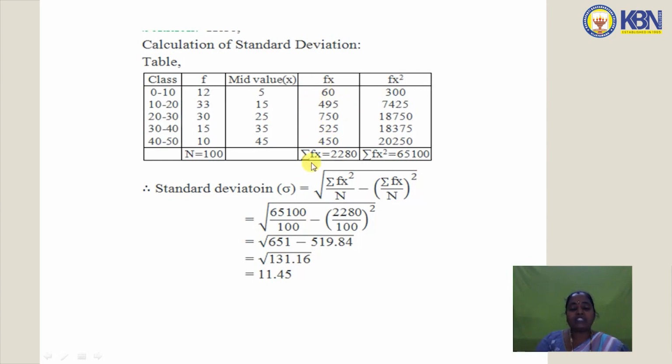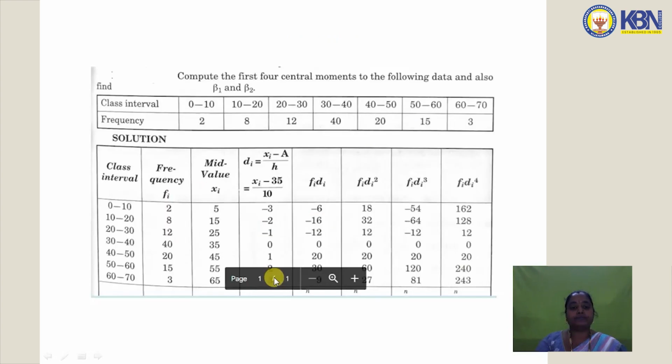After finding fx, we calculate the total of that column and fx square. Now the standard deviation formula is sigma equals square root of (summation fx square by n minus (summation fx by n) whole square). By substituting these values in the sigma, we get 11.45.